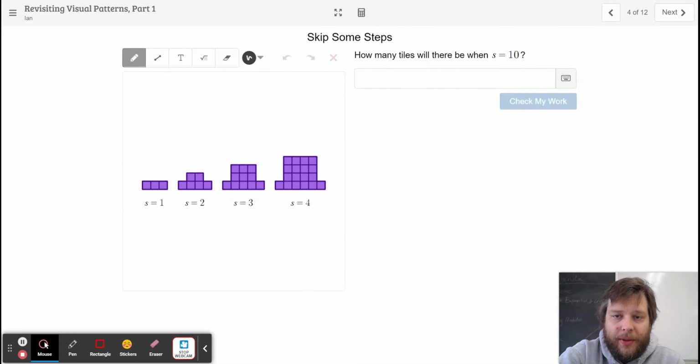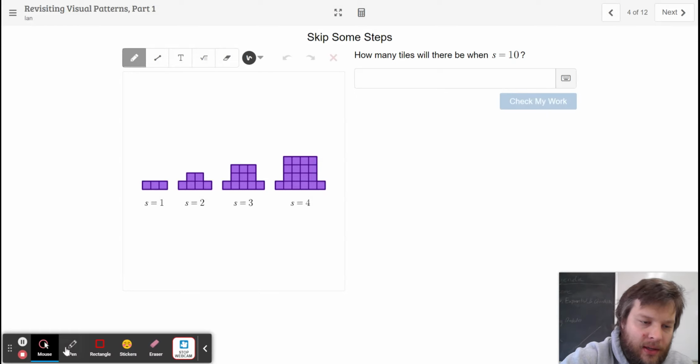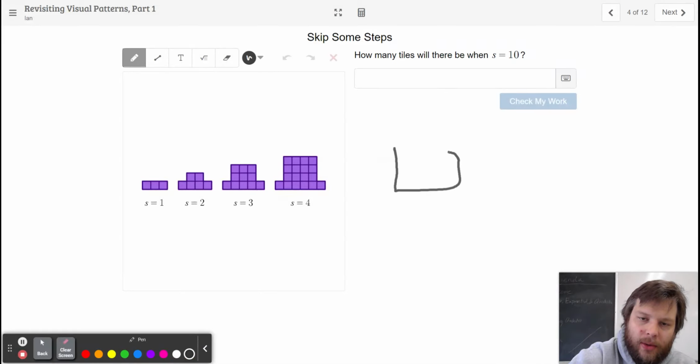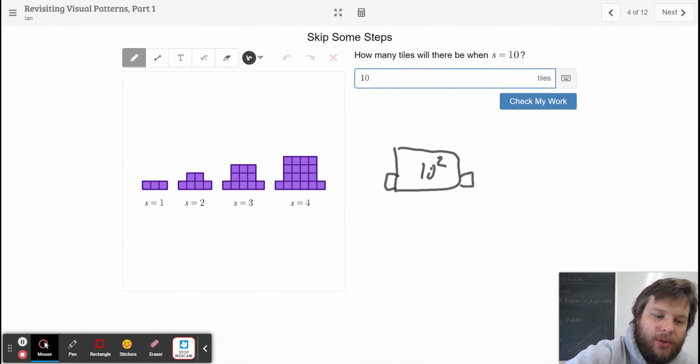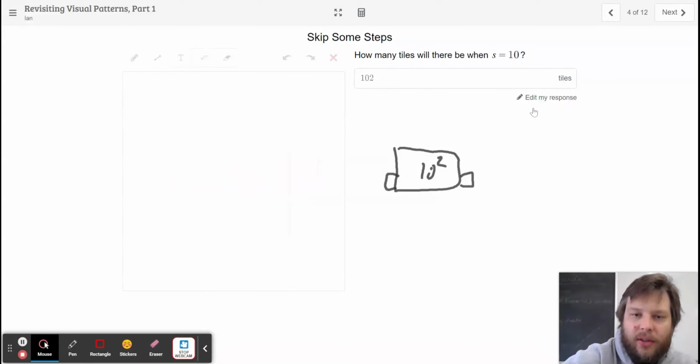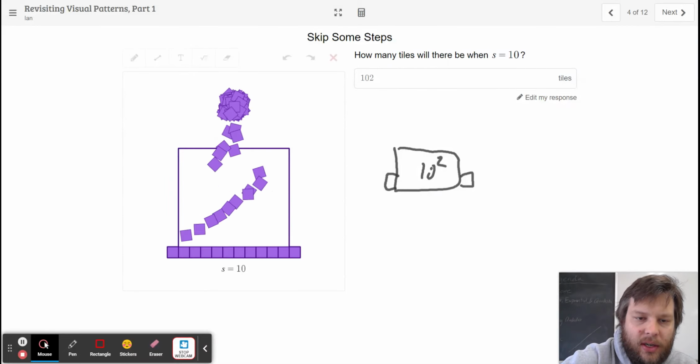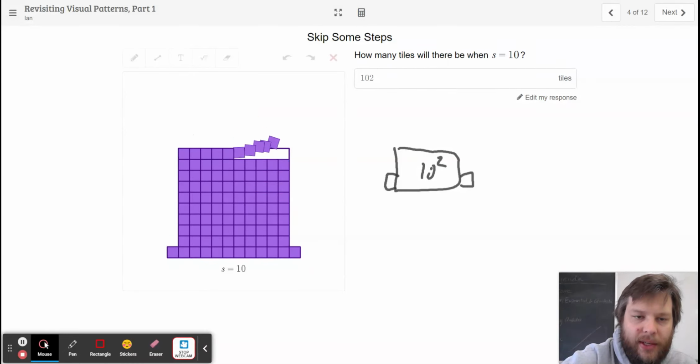How many tiles will there be when s equals 10? Well, I'm going to have a big square that's going to be 10 by 10, and I'll have two little guys on the side. So altogether, that makes 10 by 10, so 100 plus 2 tiles, 102. Let's see. 102 tiles, look at them filling it in right there. Pretty nice.